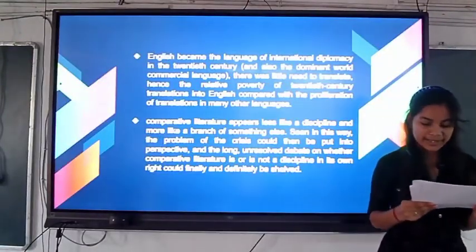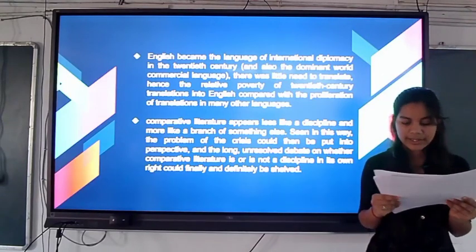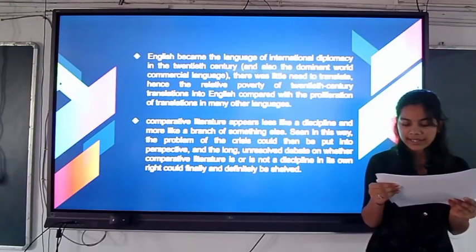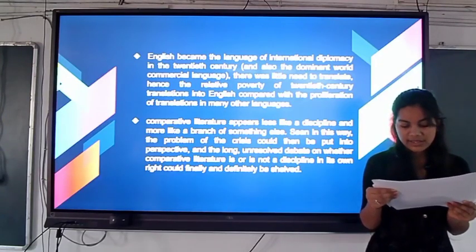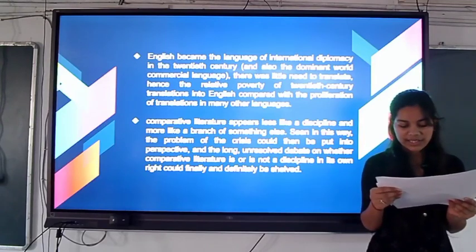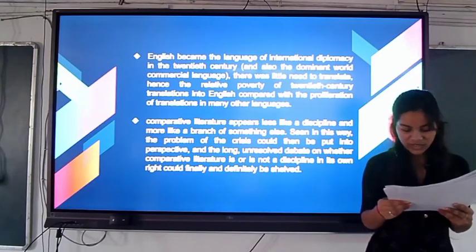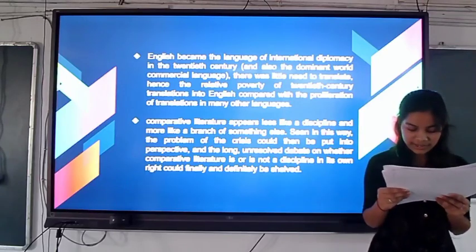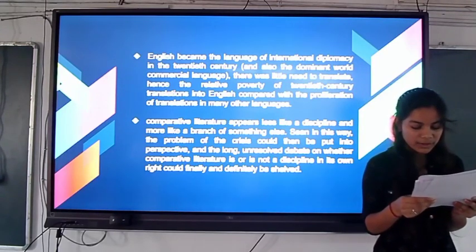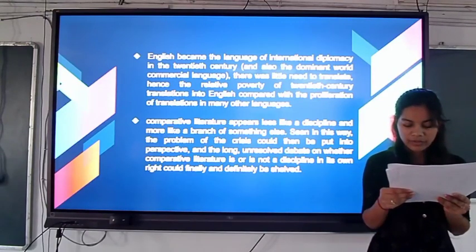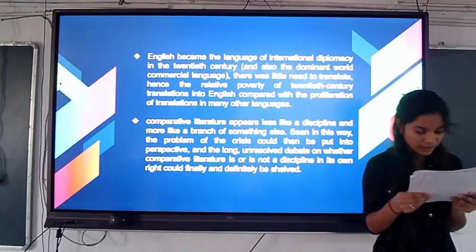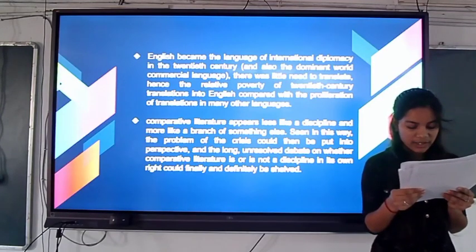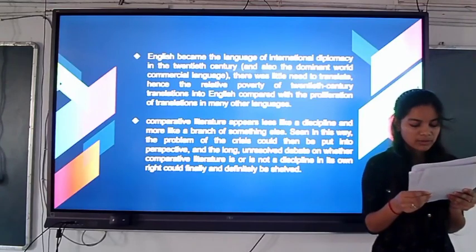In the last concluding part, he said that English became the language of international diplomacy in the 20th century, and also there was little need for translation, hence the relative poverty of translations into English in the 20th century compared with the profusion of translation in many other languages. Comparative literature has always claimed that translation is a subcategory, but as translation studies establishes itself as a subject based in intercultural studies and offering a methodology in both theoretical and descriptive work, comparative literature appears less like a discipline and more like a branch of something else.